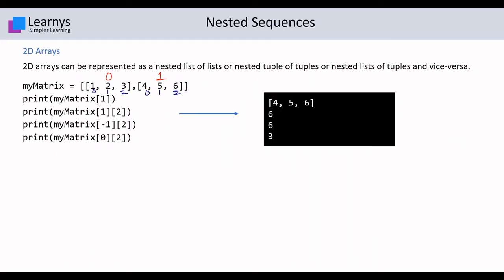So now if we try to print mymatrix[1], that means the second row, it is printing 4, 5, and 6. Now you try to print mymatrix[1][2]. That means go inside the second row and print the third value, which is 6. Similarly, there we have negative indexing as well. mymatrix[-1][2]: -1 means that we are referring to the second row, and the value at index 2 inside that is again 6. Similarly, mymatrix[0][2] will have the value 3. So 3 is printed over here.